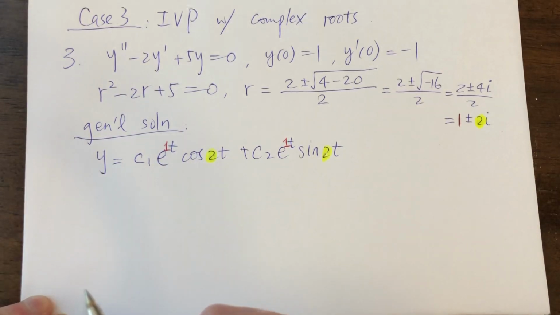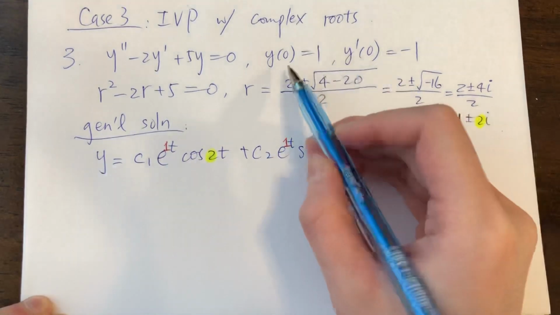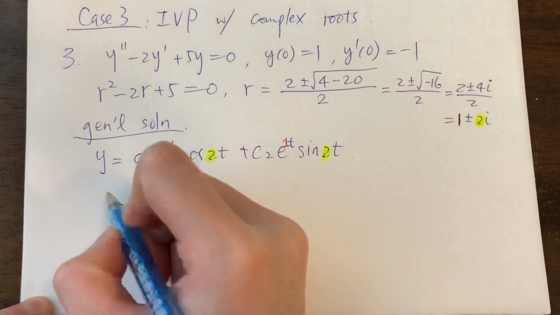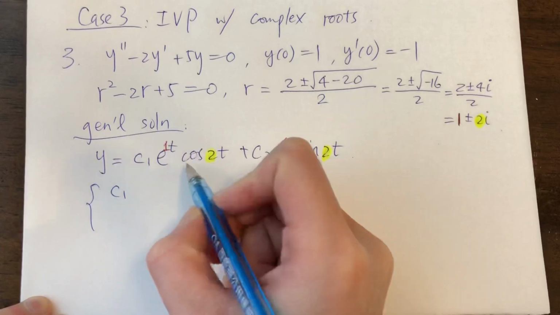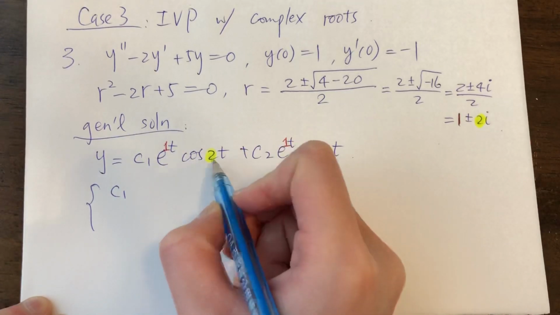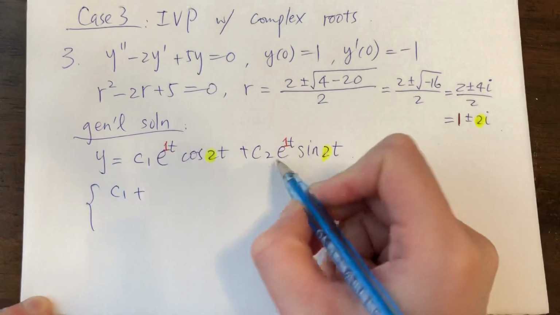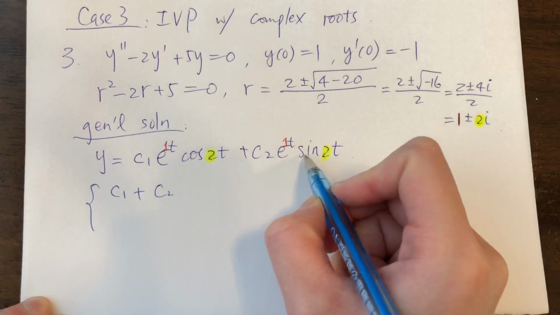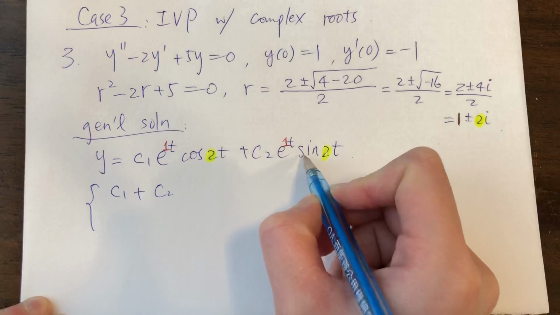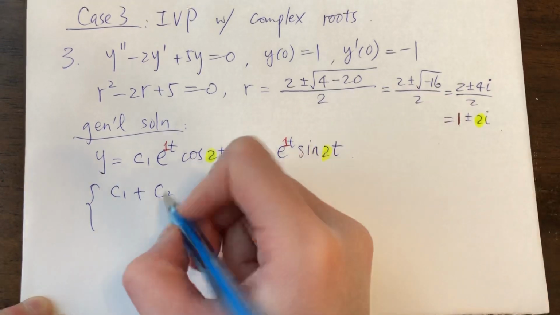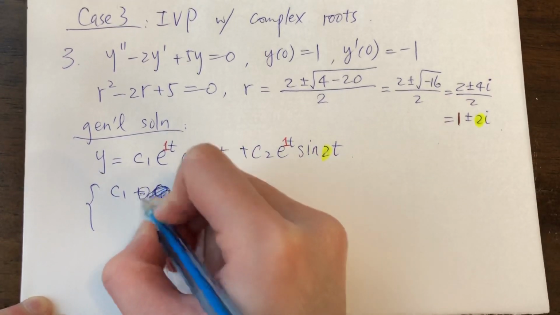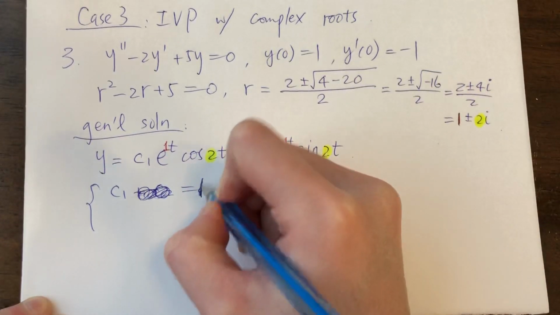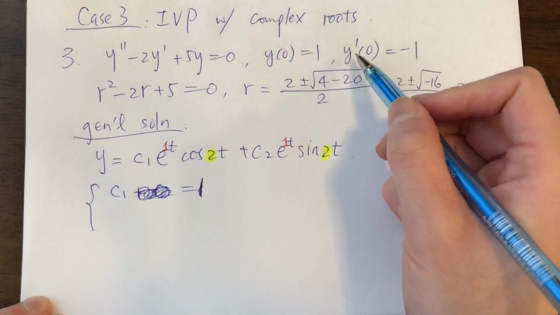And then to solve for the constants, we plug in t equals 0. When t equals 0, we get c1, and this is 1. Cosine 0 is 1. And then this is c2, e to the 0 is 1, and then sine of 0 is 0. So that term goes away. So it's going to be 1. And then y prime of 0.